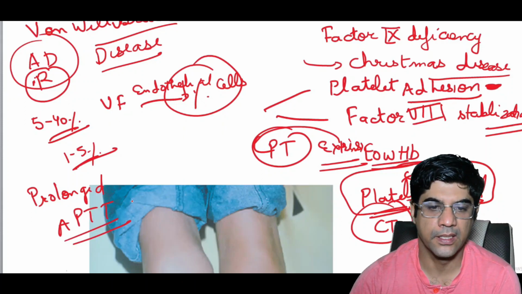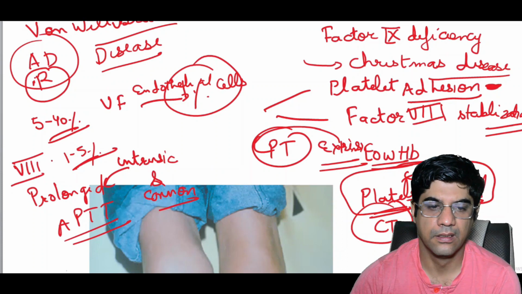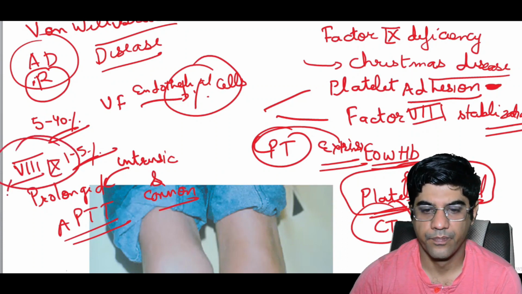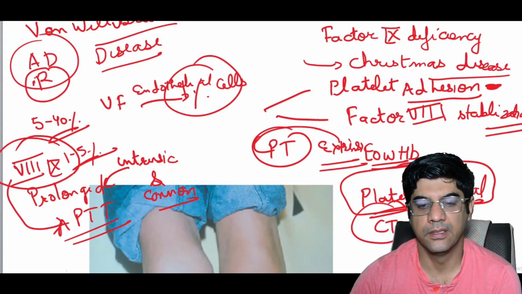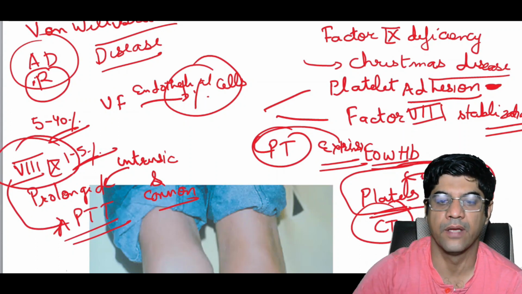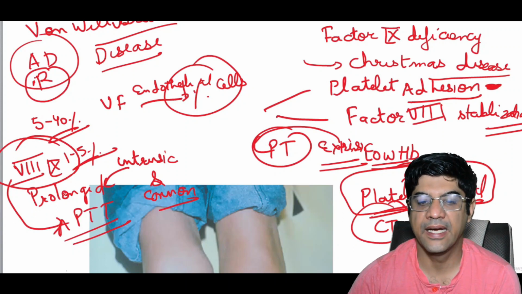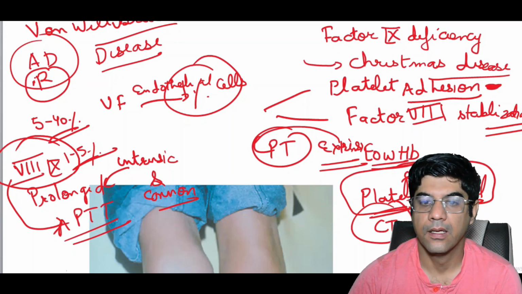So this test will measure the intrinsic and the common coagulation pathway that involves factor 8 and factor 9. The clotting time measures the time it takes for a blood sample to clot, and it is prolonged in hemophilia due to the deficiency in the clotting factor. The factor 8 and factor 9 are low.